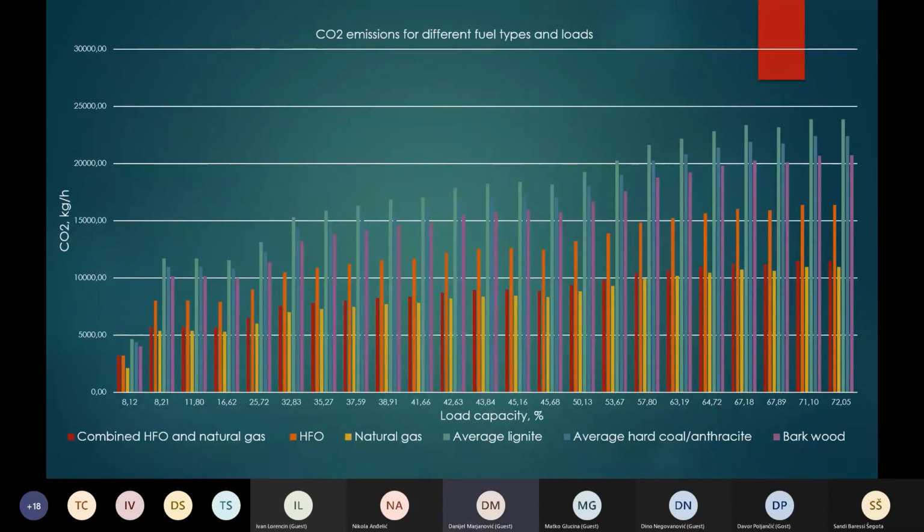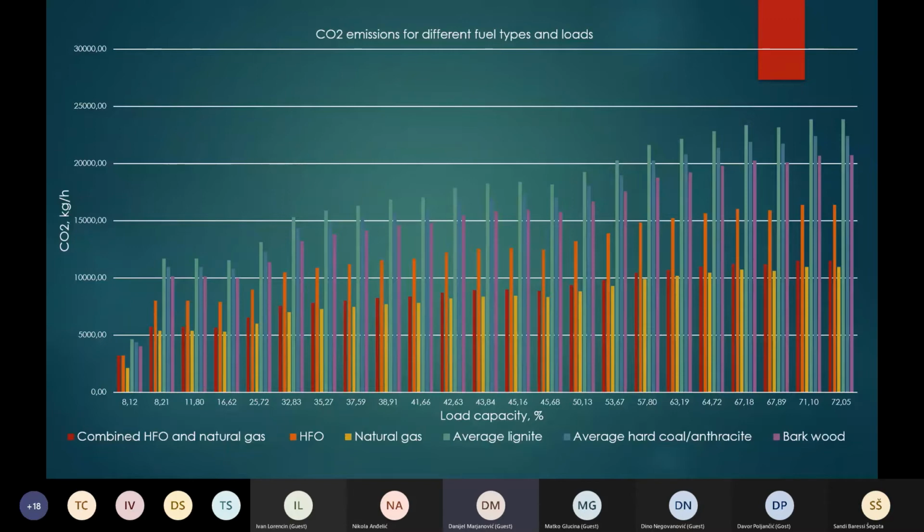And finally, here we can see the comparison of different fuel types, carbon dioxide emissions during different loads of the generator. Still, the amount of heat generated is the same for each fuel type, which allows for a realistic comparison.